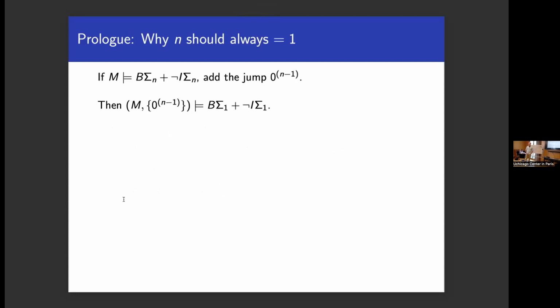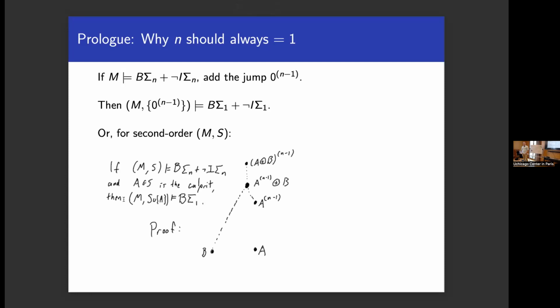That when we're working with I sigma n plus not B sigma n plus 1, or the other way, B sigma n plus 1 plus not I sigma n, I'm going to claim right now that it's always easier just to assume n equals 1. And that's because n picking around makes everything more confusing. Having complicated formulae makes everything more confusing. And at least in the case of first order models, you can always add the 0 n minus 1 jump to get a model of the corresponding B sigma 1 plus not I sigma 1 and work there. I guess it's just an opinion, but I hold it fairly strongly.